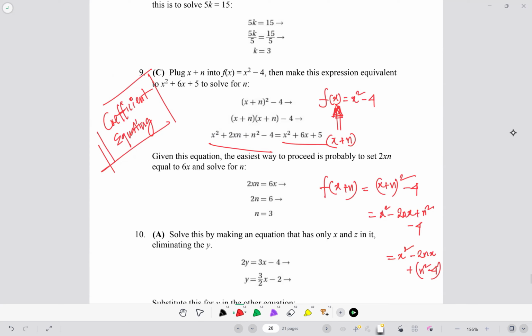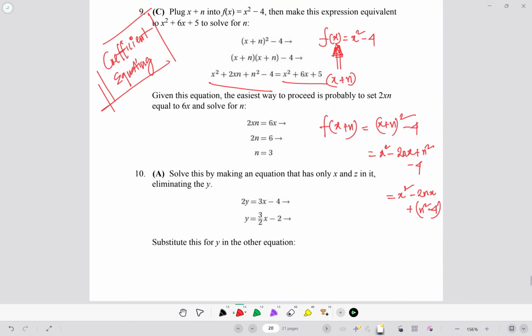Coefficient equating means that you just need to equate the coefficients for same looking like terms, the same variable, same degree terms. Which means that you're just gonna need to solve in this way: we have x squared here, we have also x squared here, the exact same variable with the exact same exponent. So you can just relate them.